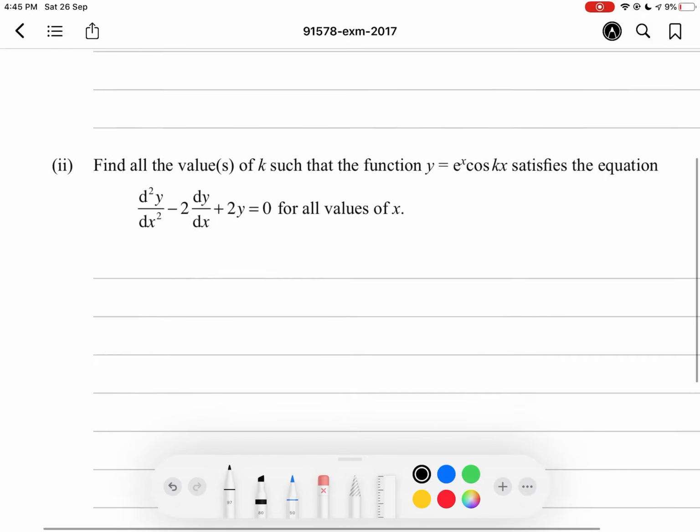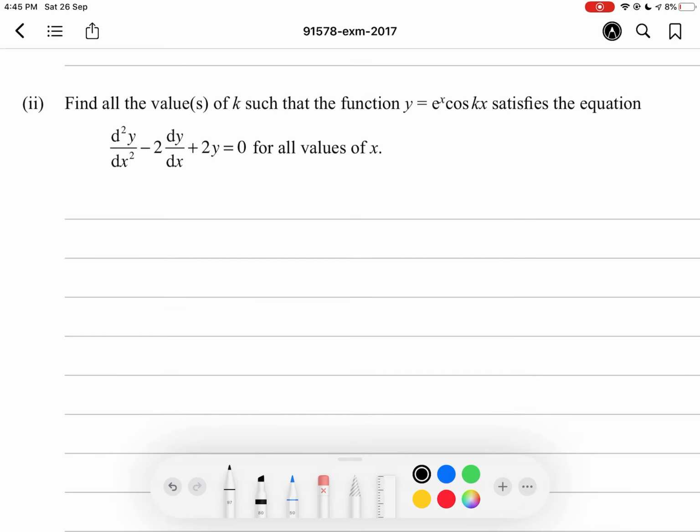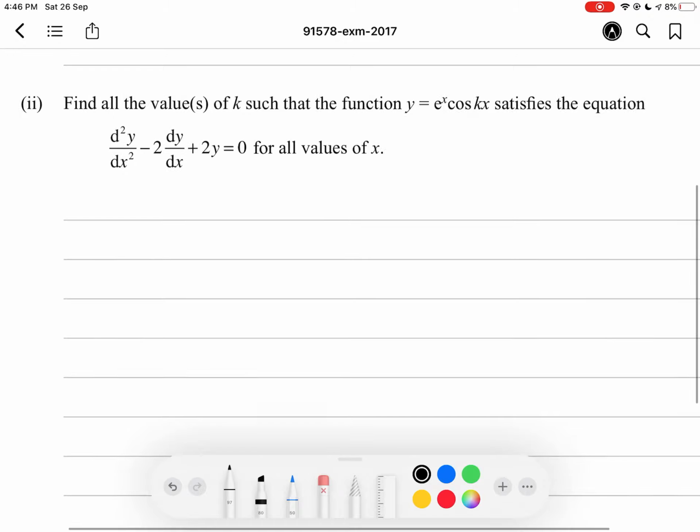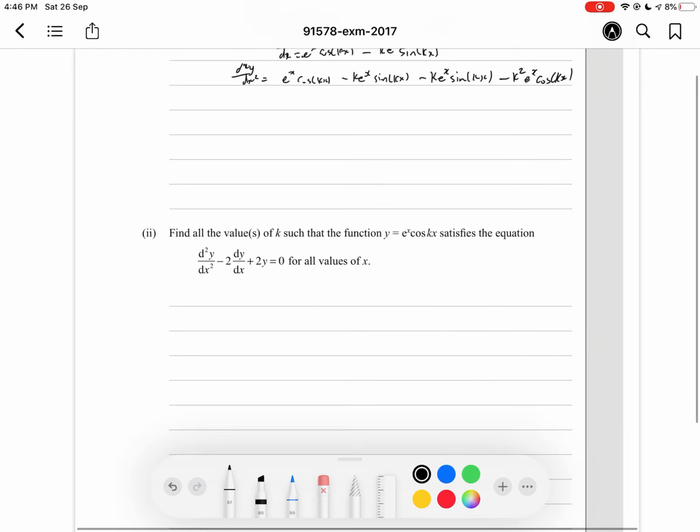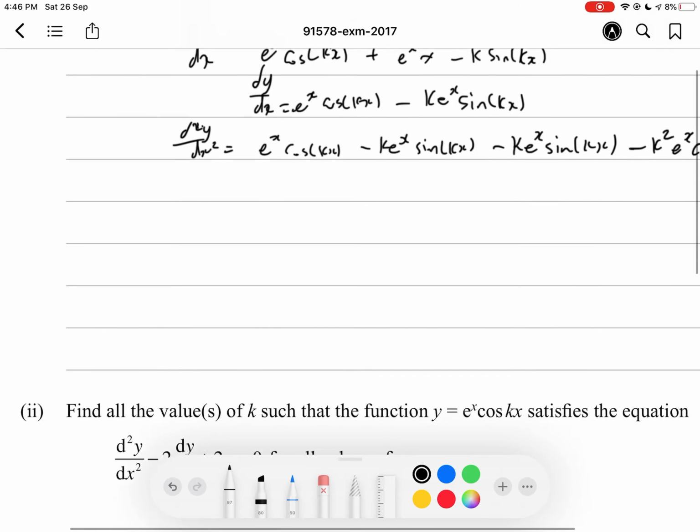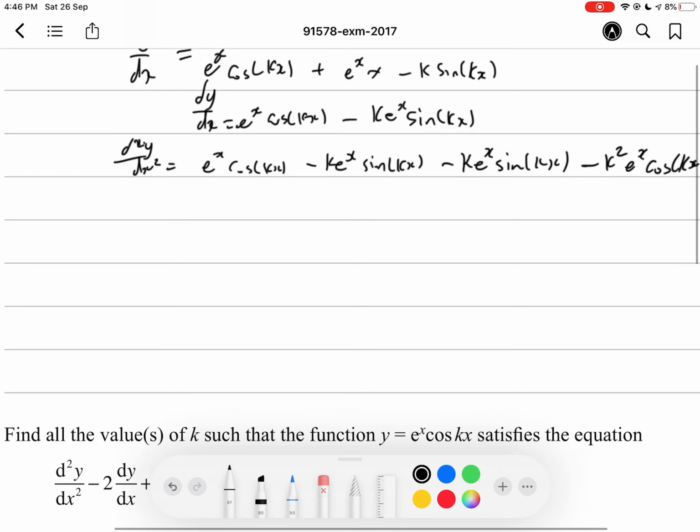Alright, so question 1 and question 2 are just combined, so we'll do question 2 first. Find all the values of k such that the function y equals e to the power of x cos kx satisfies the equation: the second derivative minus 2 times the first derivative plus 2 times y equals 0. Alright, so we can actually simplify the second derivative a little bit.